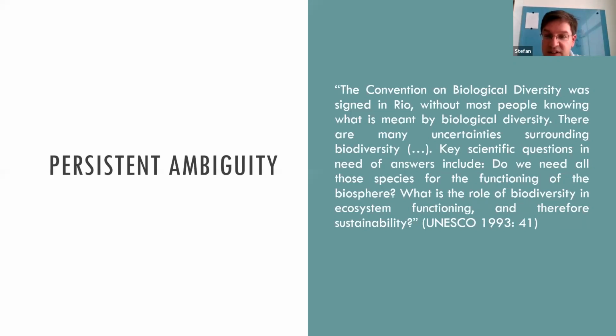There are many uncertainties surrounding biodiversity. Key scientific questions are in need of answer. Do we need all those species for the functioning of the biosphere? What is the role of biodiversity in ecosystem functioning and therefore sustainability? So it wasn't clear at all. Everybody agreed this is important. We should do something about biodiversity. But beneath this superficial agreement, it still had to be broken down in something more specific.